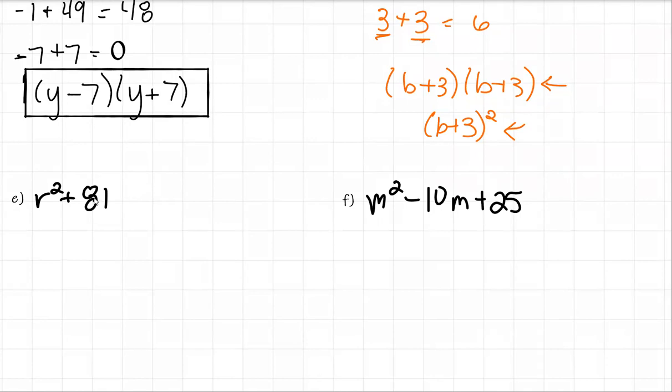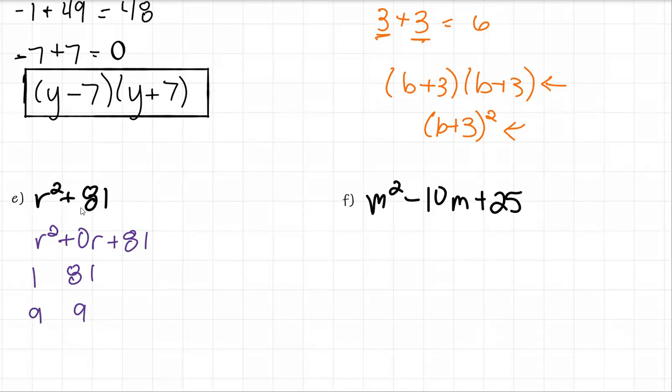R squared plus 81. All right, so remember, we can rewrite this if we wanted to as r squared plus 0r plus 81. We need factors of 81 that add up to 0. So we know 1 and 81 is one of the pairs, and then 81 is 9 times 9. Those are our only 2 factor pairs.